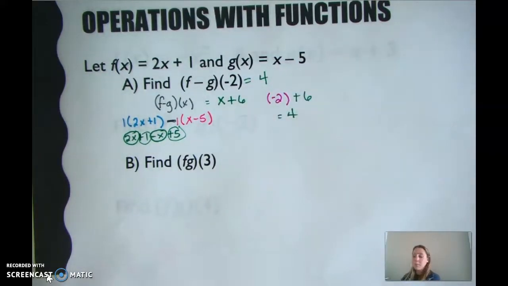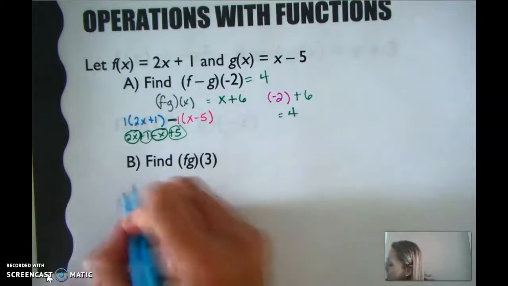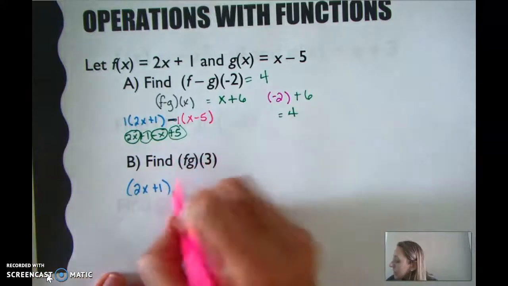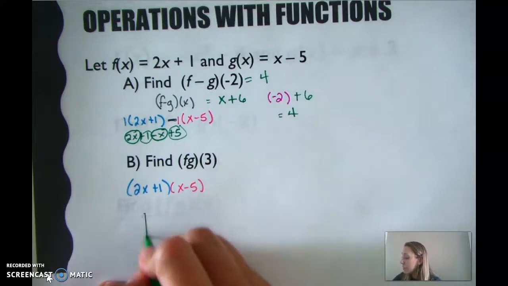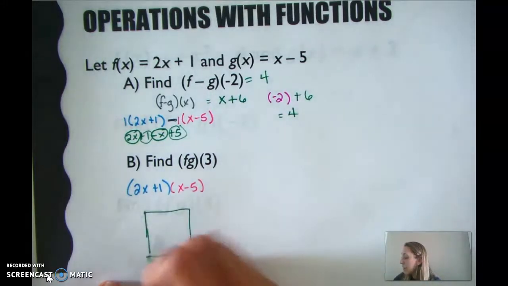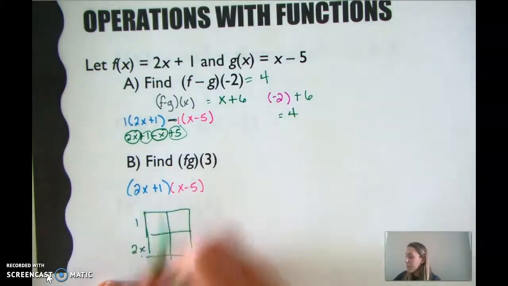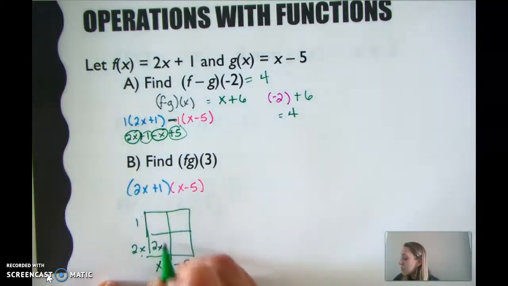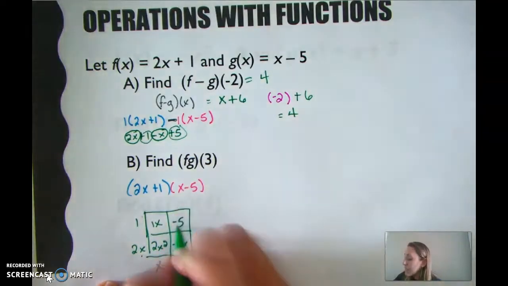Now I'm going to do the same thing here. I'm going to do my f times g of 3. So f is 2x plus 1. G is x minus 5. And then I have to put those in a box to multiply. I always do the same thing every time. I put this one here, that one there, x minus 5. 2x times x is 2x squared. 2x times -5 is -10x. x times 1 is 1x. 1 times -5 is -5.